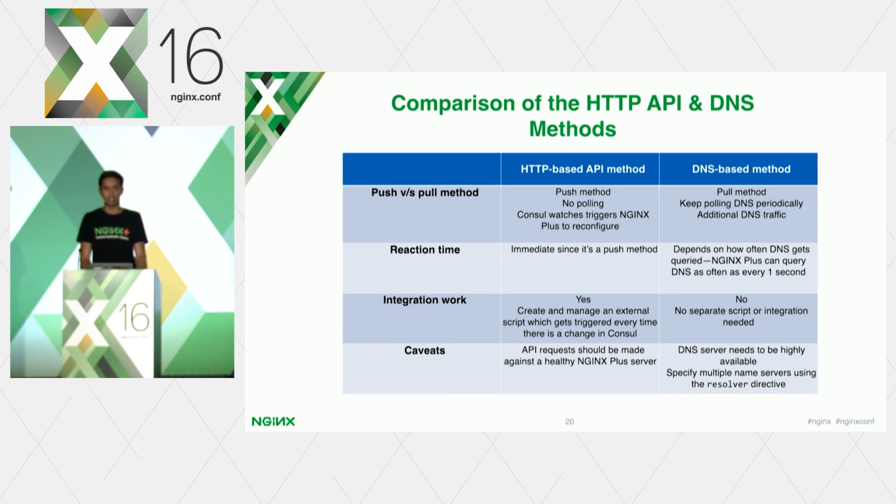With the DNS, again, it needs to be highly reliable. If NGINX Plus is querying a Consul DNS which is not highly available, then it will not get any records in response and then keep load balancing the traffic across the old SRV records.